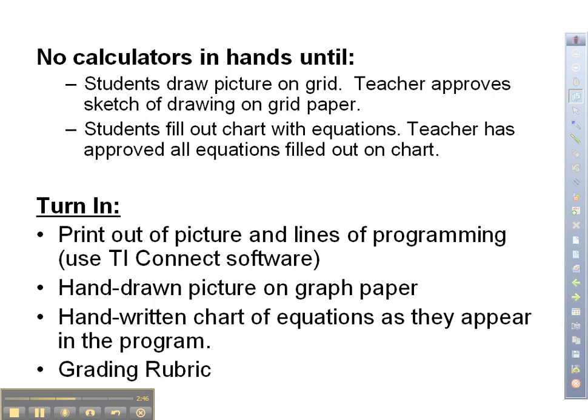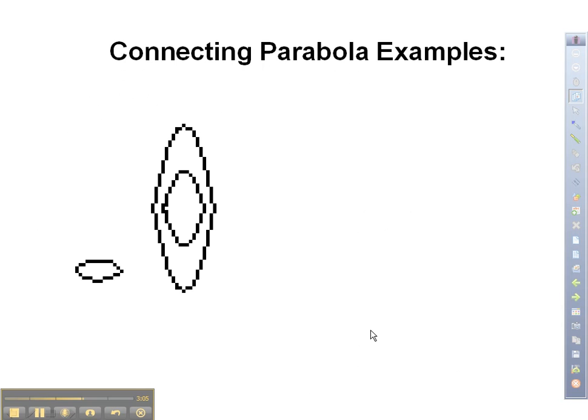When you're done with your project, you're going to turn in a printout of the picture and lines of programming using the TI Connect software. I have instructions on how to do that. Your hand-drawn picture on your graph paper, your handwritten chart of equations as they appear in the program, and the grading rubric. Don't lose all that. Okay, here's a couple other things I want to point out.